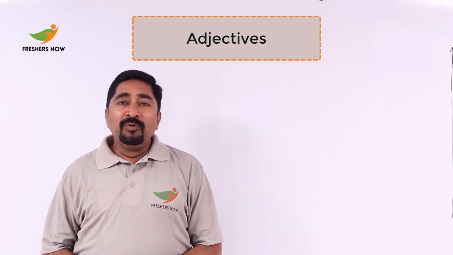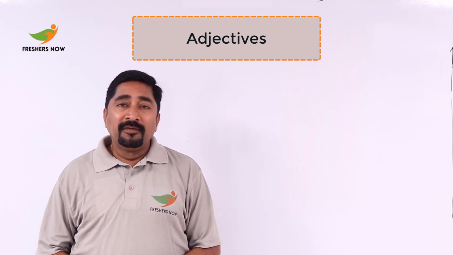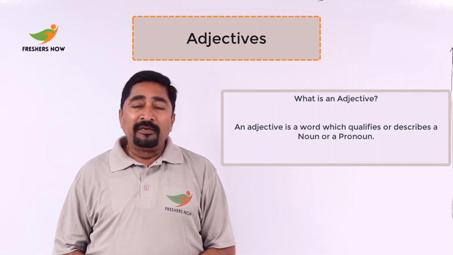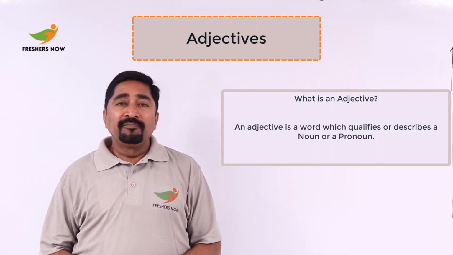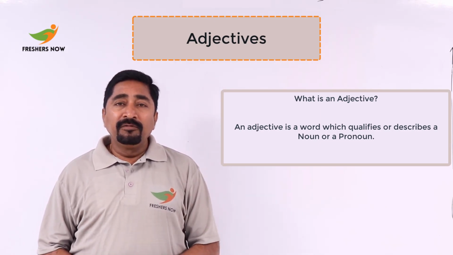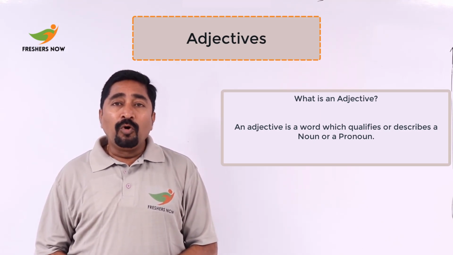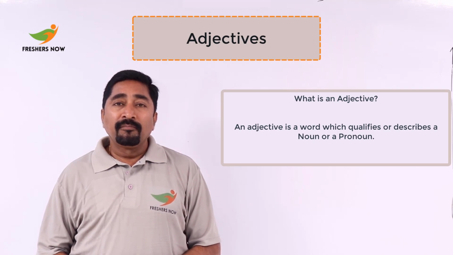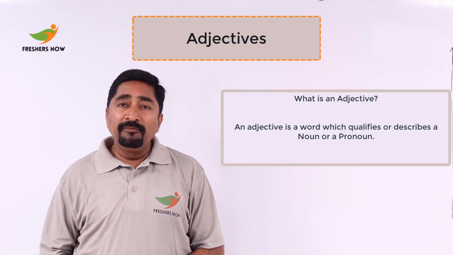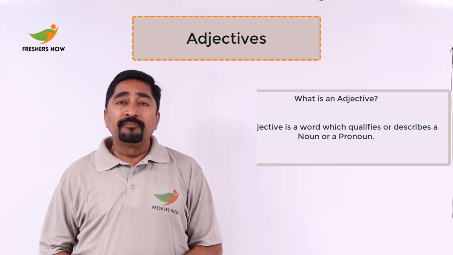Today, we move on to the next level of the parts of speech, that is, adjectives. Let us come to understand what is an adjective and the different types of adjectives. An adjective is a word which qualifies or describes a noun or a pronoun. I repeat, an adjective is a word which qualifies or describes a noun or a pronoun.